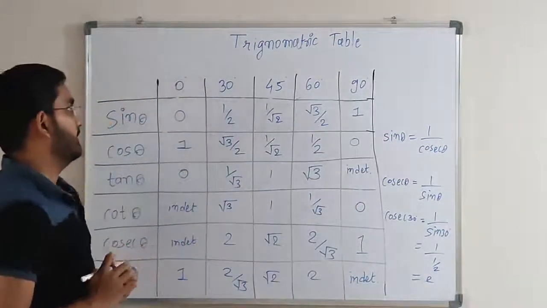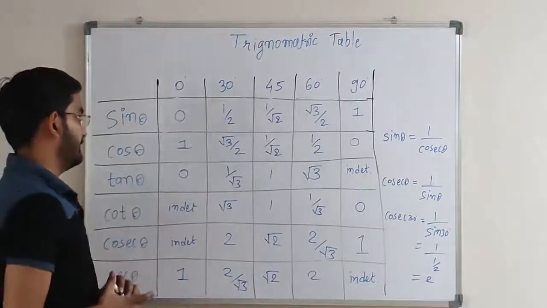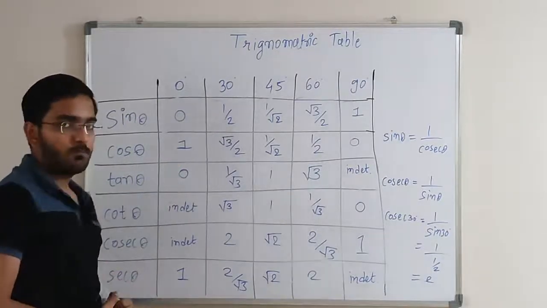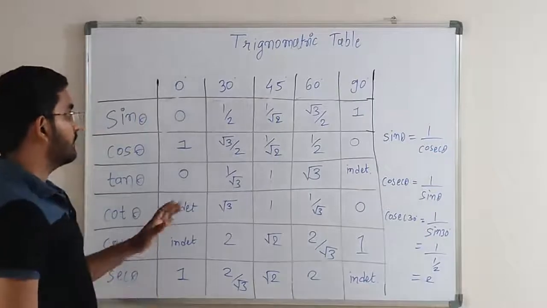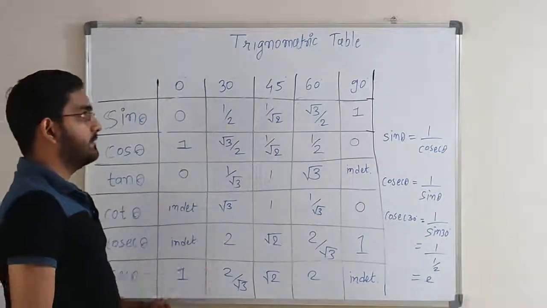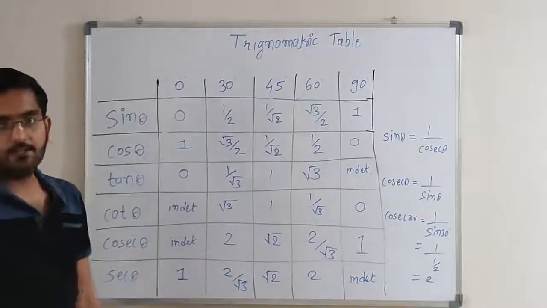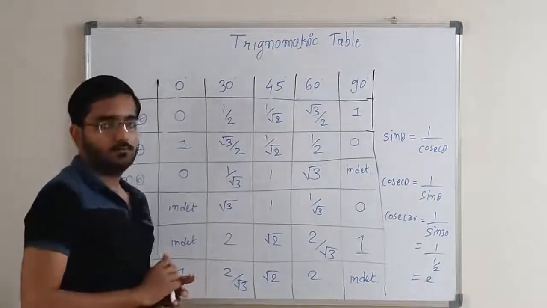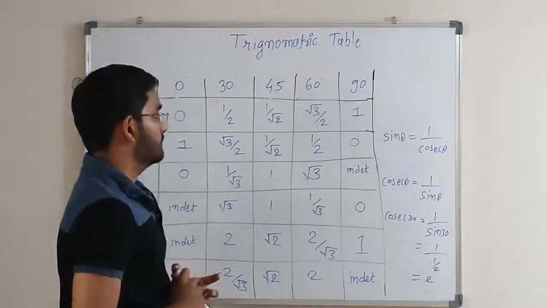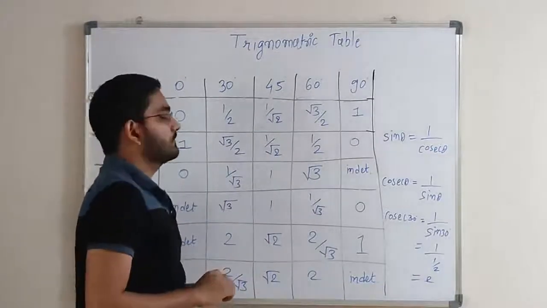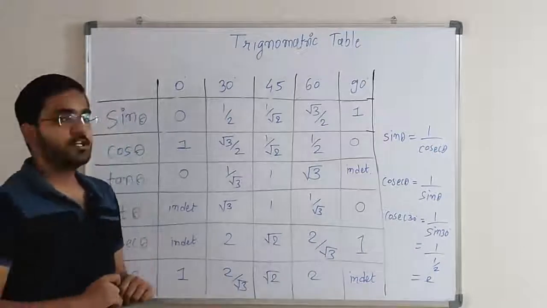So our table is ready, and the values are used in different problems. If we know how to make this table, we can easily make it within 1 or 2 minutes. So this is the trick to make the table of trigonometry.